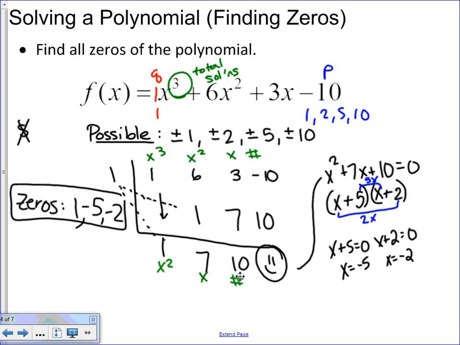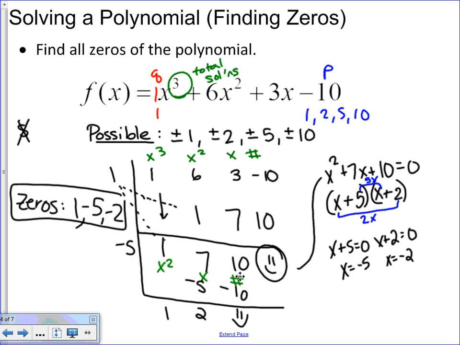Now you could verify that those are zeros by building synthetic off of the quadratic that we already have. So remember how we did that last week? Okay. Now we know that -5 should work. Let's build off and see if we still get a 0. Add down to get 1. -5 times 1 is -5. That's -10. So that works. Okay, so -5 is a 0.